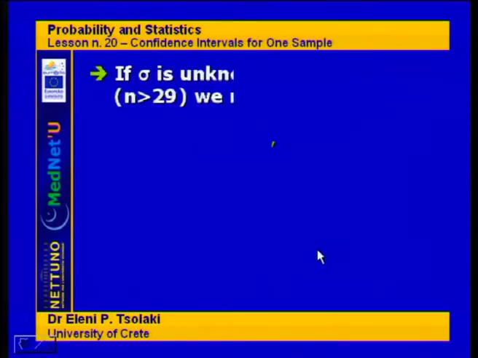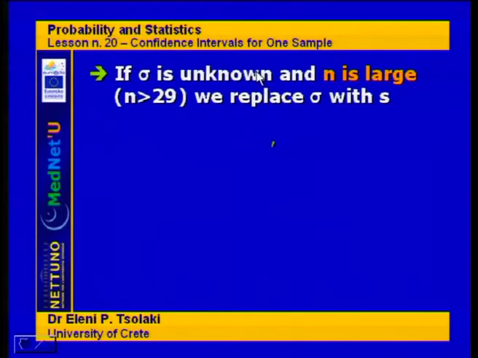In the case where the standard deviation is unknown, then we have two cases. If n is large, that means n is greater than 29, we replace the standard deviation of the population with the standard deviation of the sample. And so we have exactly the same formula as before, but whereas we had the standard deviation of the population, now we have the sample standard deviation.